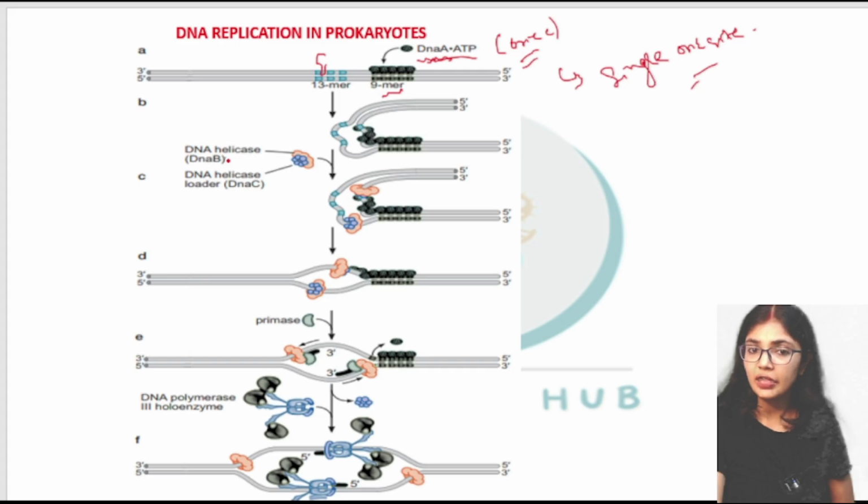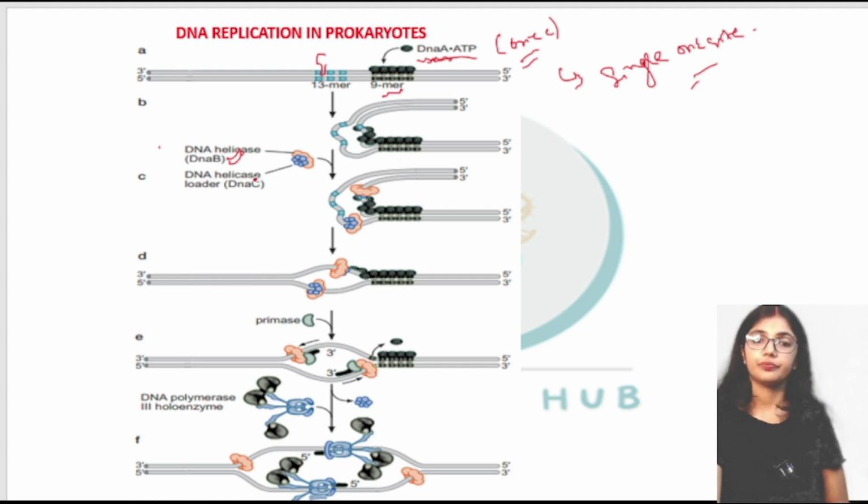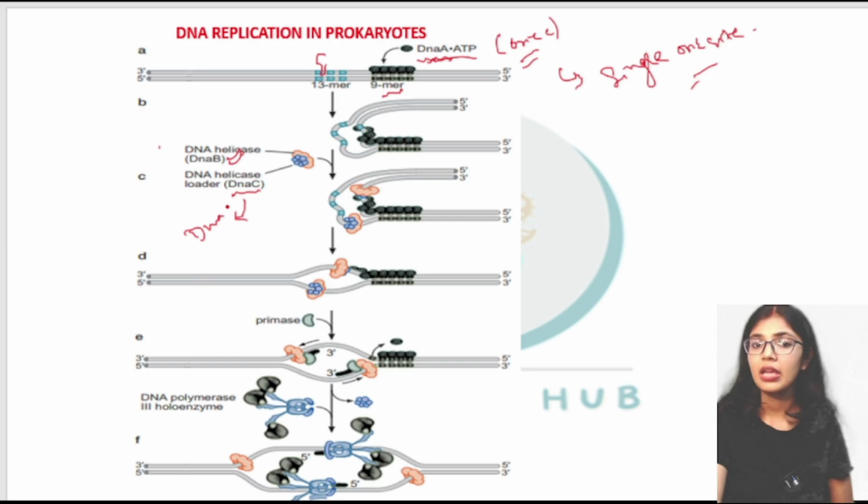There is another enzyme known as DnaB, which helps in the unwinding of this DNA, and it is a helicase. The helicase needs to be loaded. This is done by DnaC, which is the helicase loader. DnaC is the helicase loader.